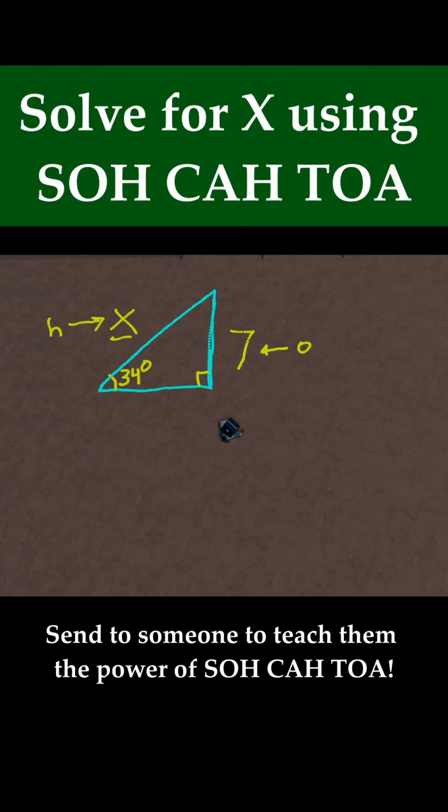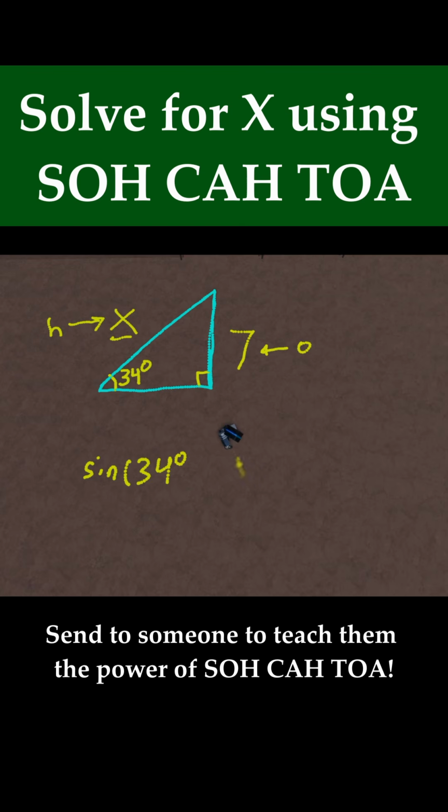Now what trig function relates O and H? Well, remember SOH CAH TOA, that sounds like the SO in SOH CAH TOA. So therefore, what trig function are we going to use? Well, the S stands for sine. So we're going to use sine to help us solve this problem. So now let's write sine of the angle. And we already know the angle. It is 34 degrees, right?